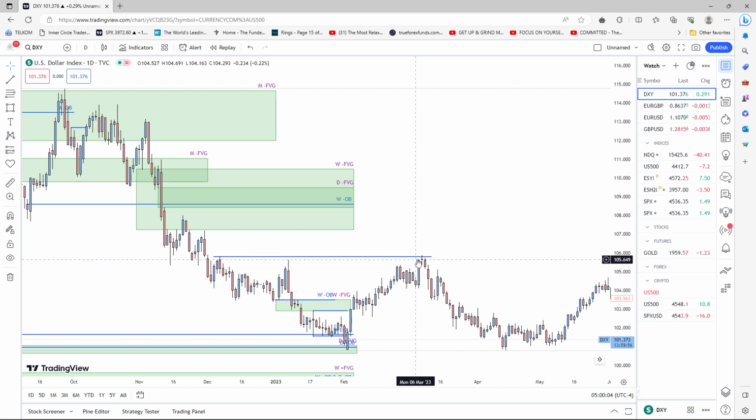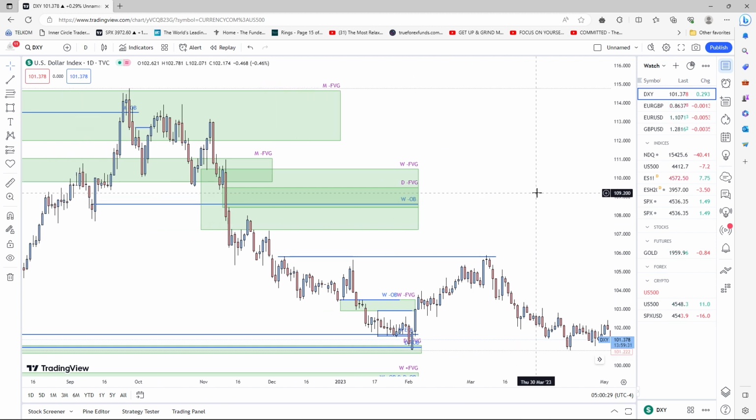You also had a balanced price range, all coming together in one structure shift. 2022 model, there it is. Trade it down, you would target these equal lows, this fair value gap here, which would be in a discount. If you took a fib from low to high, that would be a discount. That would be your target on a daily time frame as a potential swing trader.